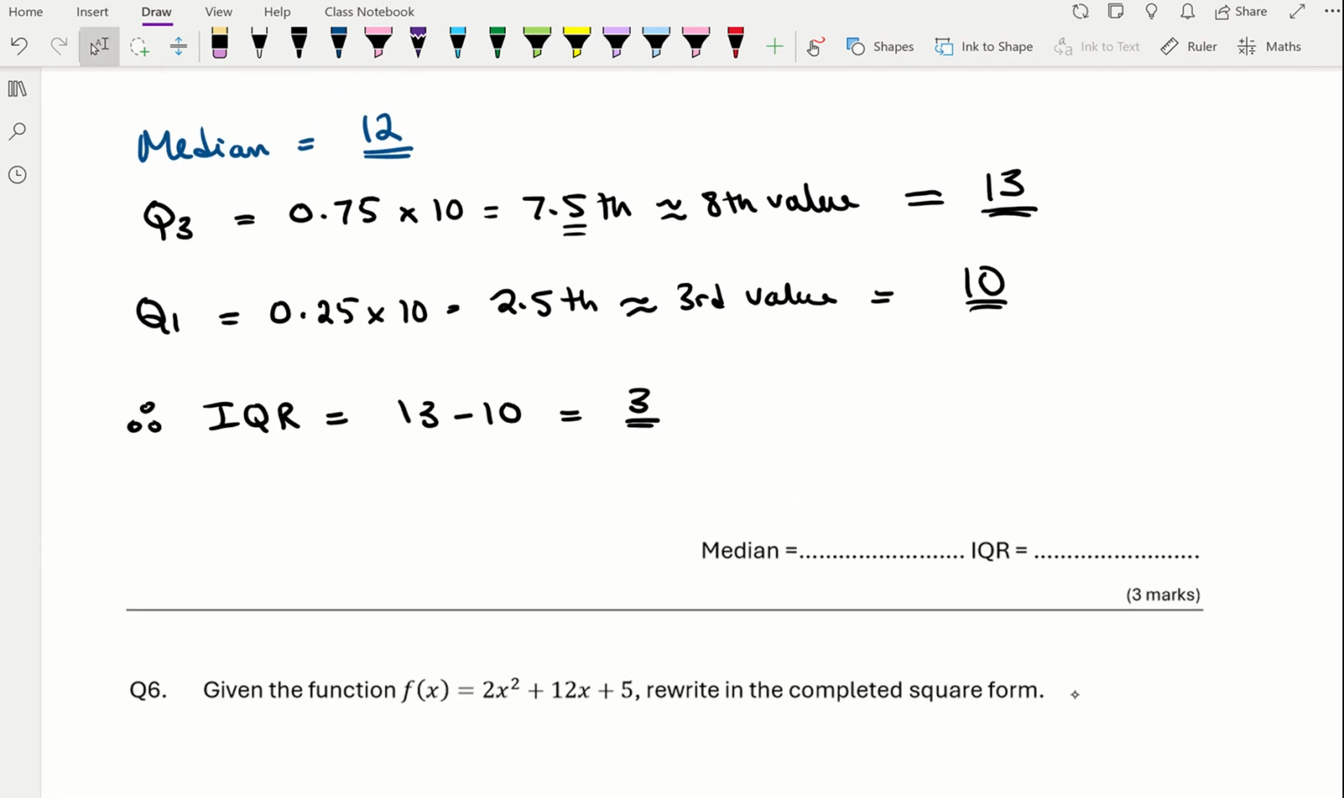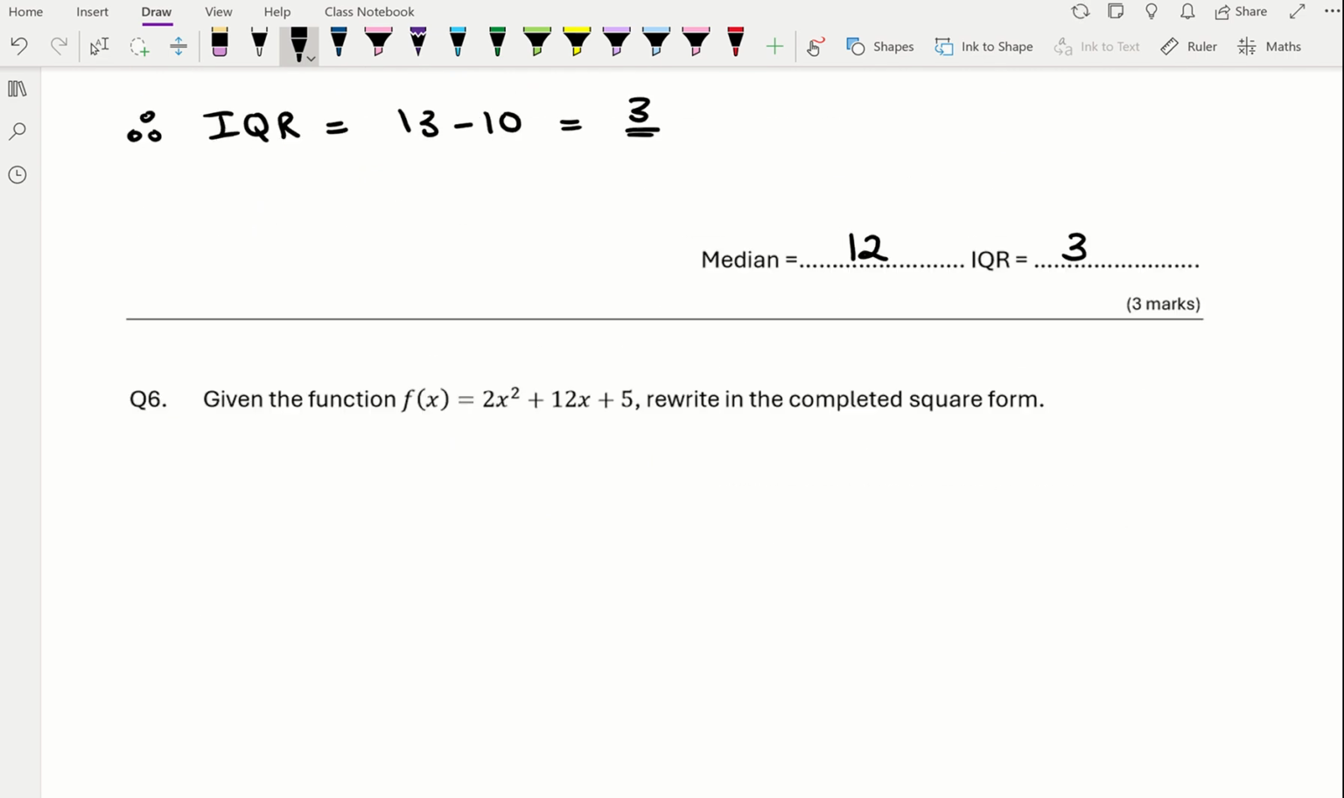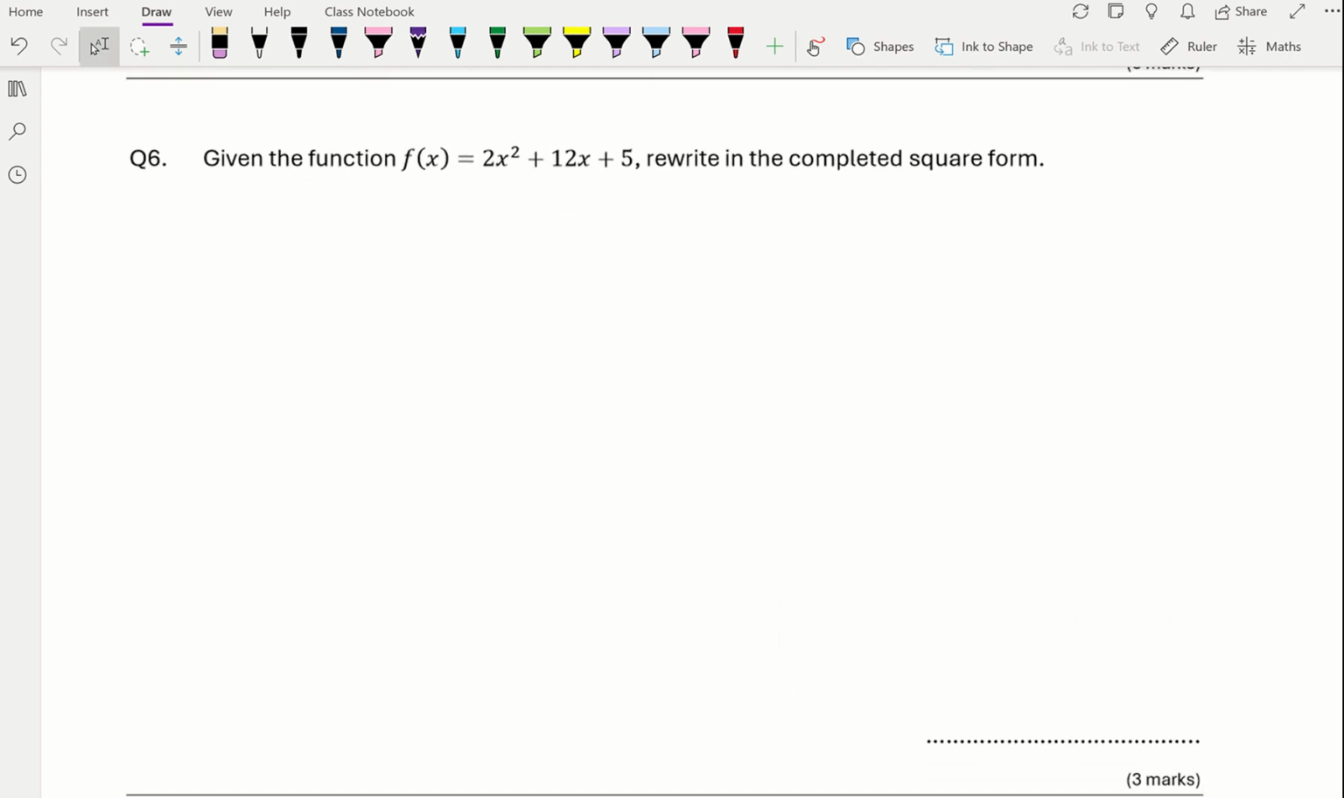So let's put it here, 12 and 3. And question 6, given the function 2x squared plus 12x plus 5, rewrite in completed the square form, so complete the square. The first thing you need to do is divide by the coefficient of x squared, whatever that coefficient is. So it's not like we're always dividing by 2, but you always divide by the coefficient of x squared and you put it outside a big bracket.